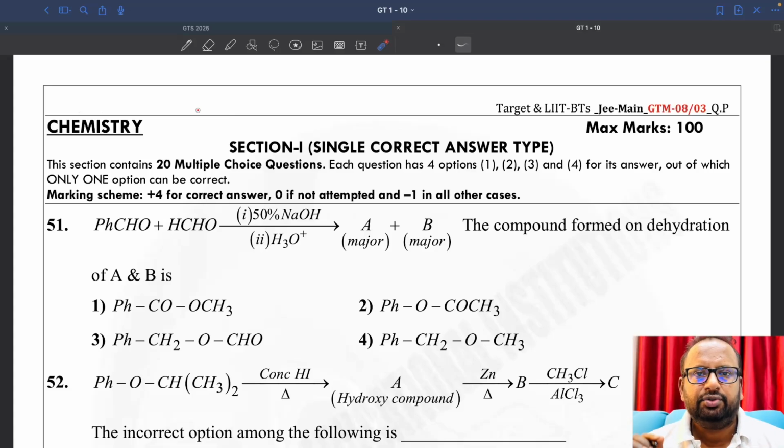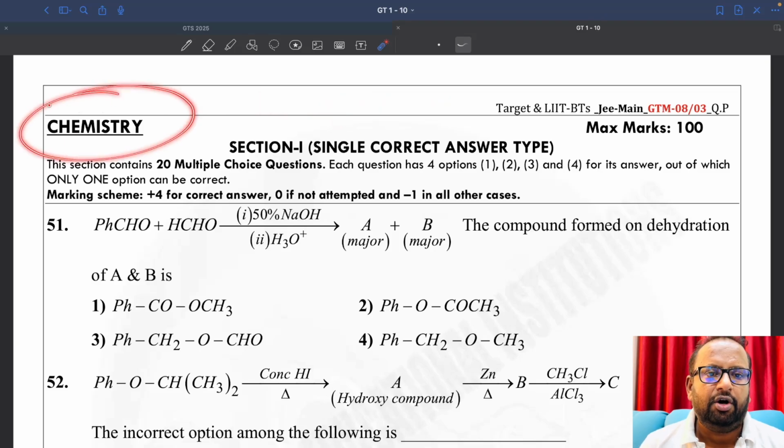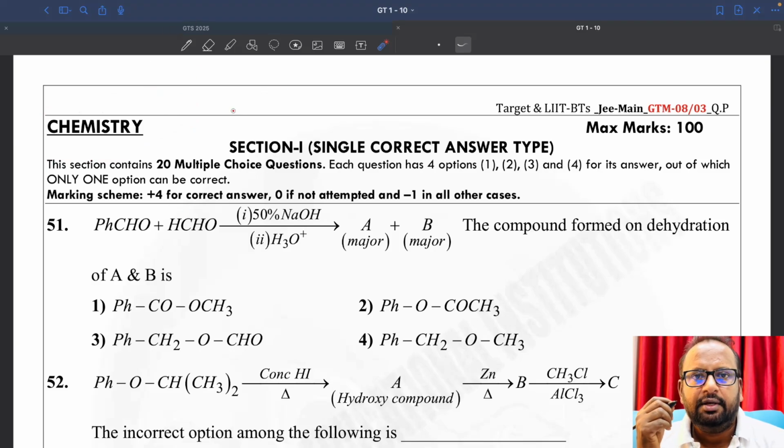Hello, today we will be doing a grand test for JEE Mains 2025. We will be solving all 25 questions from the chemistry part. So let's get started. This is one of the best series. We will be doing all the grand tests.